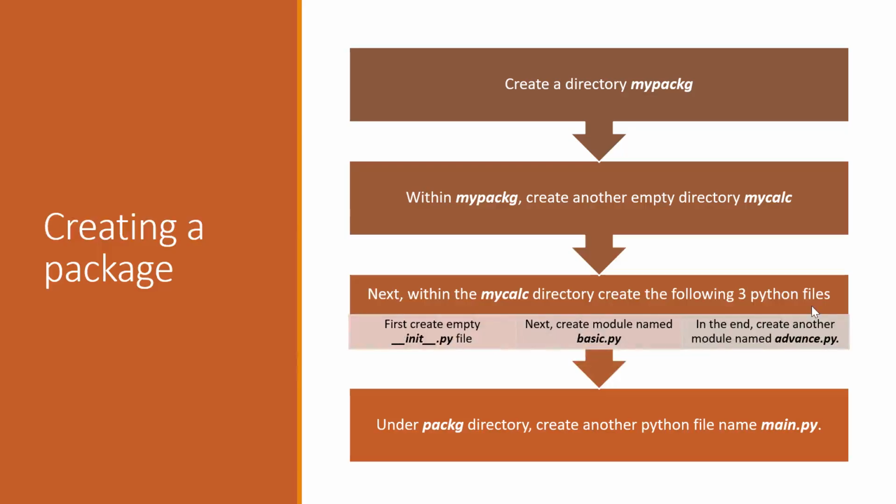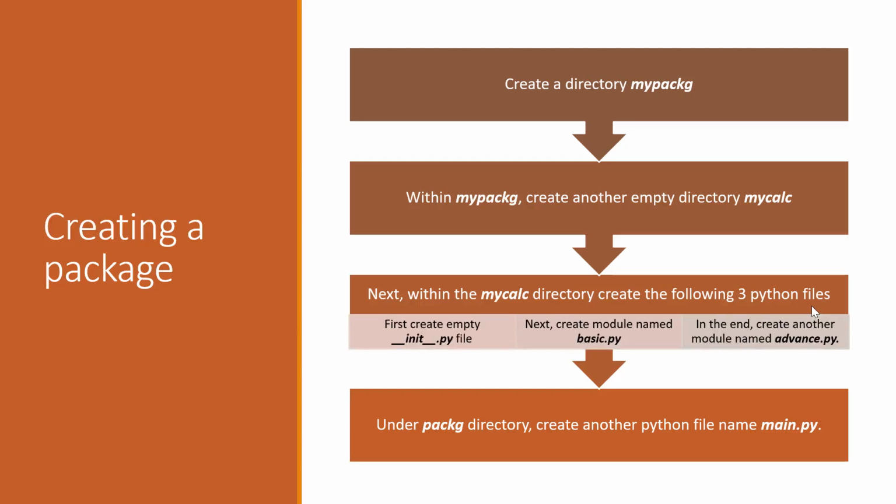Now that we all understand what packages in Python are, next let us take a step further and understand the process of creating a package. For this we will follow the following steps. First we will create a directory named mypackage. Within this mypackage we will create another empty directory named mycalc. Here calc represents calculator. Within this mycalc directory we will create three Python files. The very first will be the __init__.py file, then we will create another file basic.py and we will utilize it as a module, then we will create another module named advanced.py.